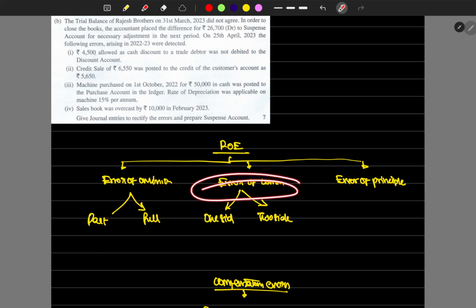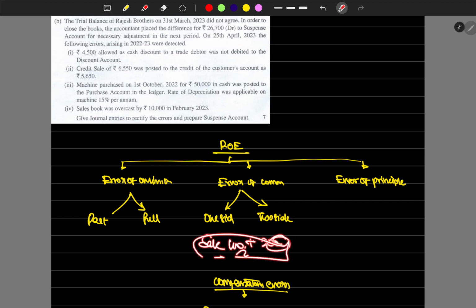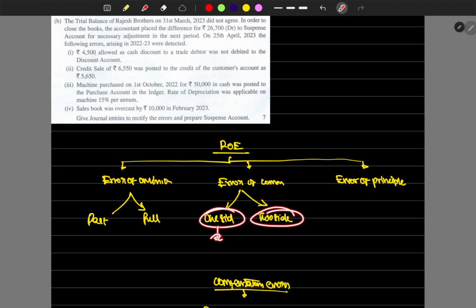Okay. What does error of commission mean? For example, if the sale is 100, but we have posted it as 200. In the process we have made a mistake, like instead of 100 we posted 200. So that's the error of commission. We committed the mistake while doing the process. This can also be for one side and two sides. If it is one side, TB will not agree. If it is two sides, TB will agree, obviously.